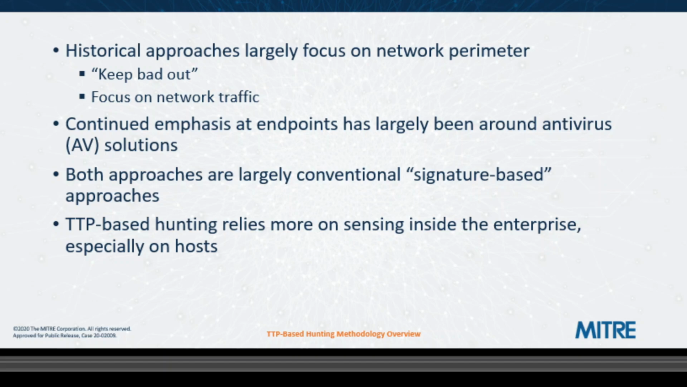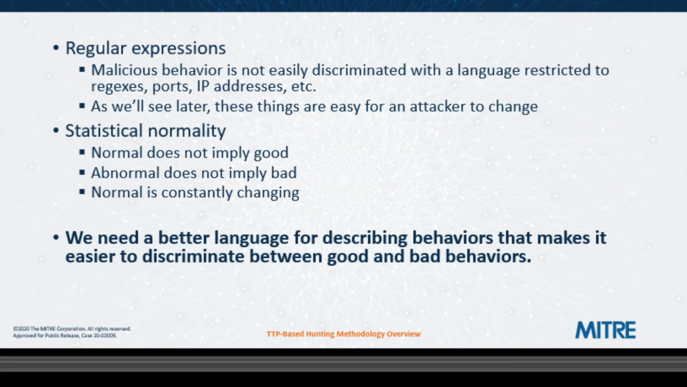TTP-based hunting, as we'll see, will start with a definition of what adversaries have to do from a behavioral perspective at the TTP level of abstraction, and from that understanding derive what kind of data we need to collect to support our hypotheses. And what we will find out is that that approach is going to need data much more often from inside the enterprise, including on the hosts. The second dimension that we talked about with the other approaches is how to define malicious.